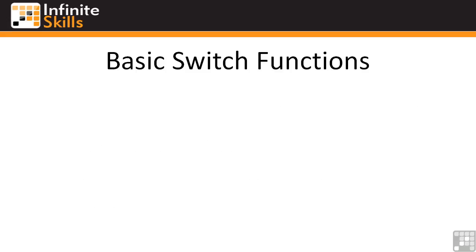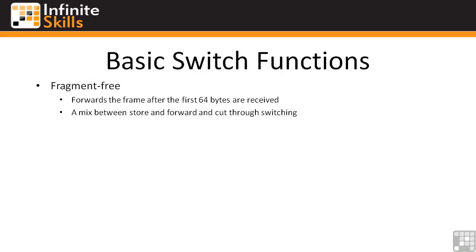So the last forwarding mode we're going to talk about is fragment free. It forwards the frame after the first 64 bytes are received, which basically puts it as a mix between store and forward and cut through switching. Now, fragment-free forwarding reduces collisions because the switch can tell after the first 64 bytes whether or not this is actually part of a collision, but it may still introduce bad frames because fragment-free switching still does not examine the FCS in the Ethernet frame.